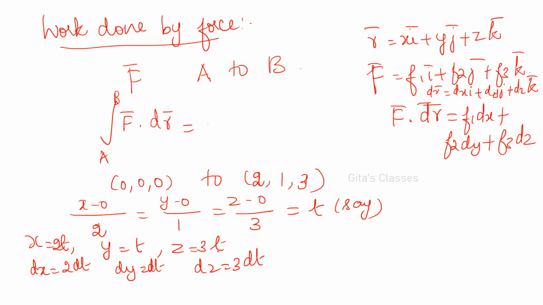Now everything in the given equation, f bar, will be a function of x, y, z only. A vector point function of x, y, z. So wherever you find x, you replace it by 2t. Wherever you find y, replace it by t. Wherever you find z, replace it by 3t. Then proceed. This is work done by force. One important question, very important topic.